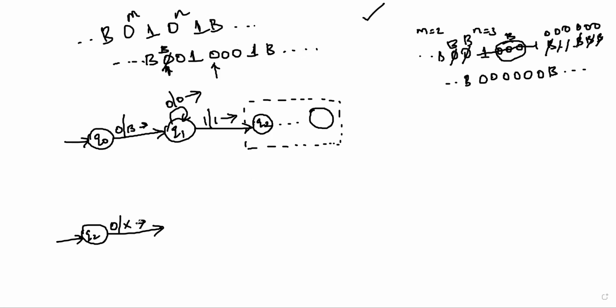So the first 0 I changed to x. Then I'll move to the right hand side. What are the in-between symbols you are having? You are having 0 and 1. 0, no change, move to right. 1, no change, move to right. Now my head pointer is here. After reaching the first blank, change that to 0, and move to left hand side.